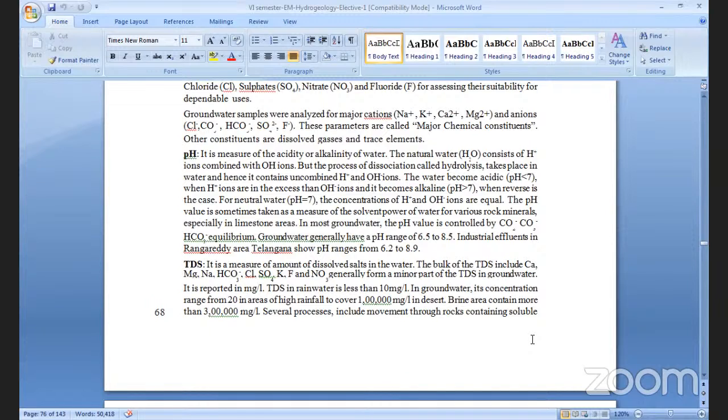And groundwater generally has a pH range of 6.5 to 8.25. That is well known. But in some other areas, the pH range is showing 6.2 to 8.9. It is in areas where industry effluents are impacting the groundwater. In those areas it is showing a pH range of 6.2 to 8.9.